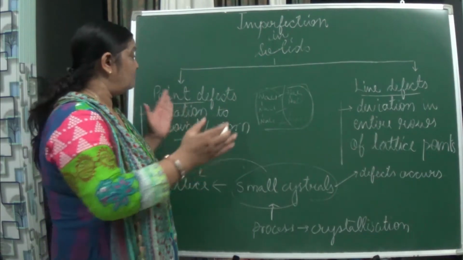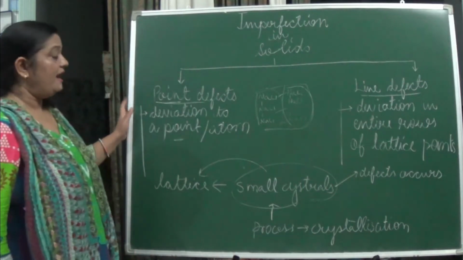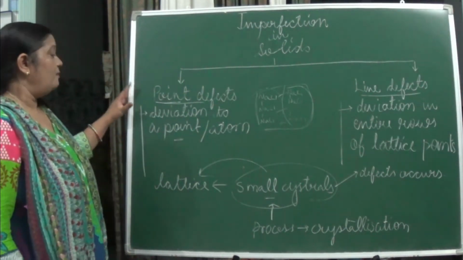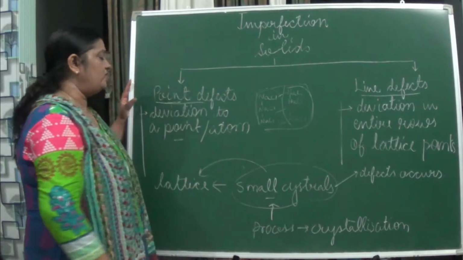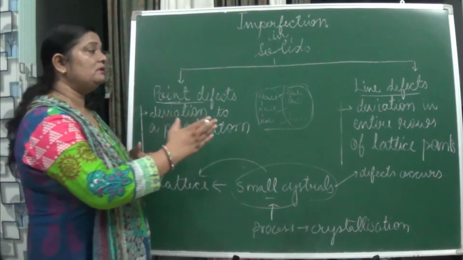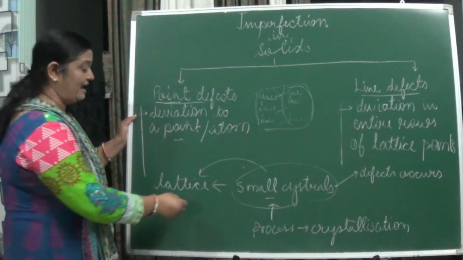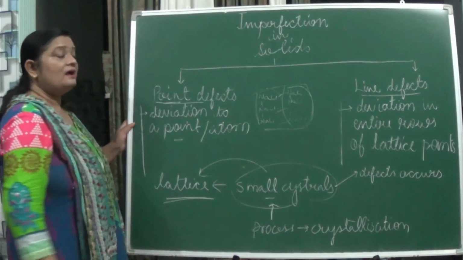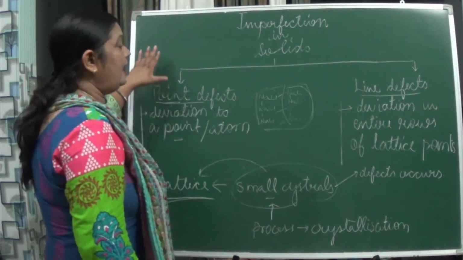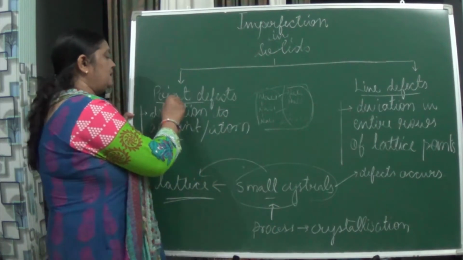So when we specify these, point defects mainly arise in the small crystals, because they deal only with the deviation at a point or an atom. But when we go to line defects, it will be the defect in the entire row of the lattice, so line defects will be seen in the whole big lattice structure. And as a result, here in class 12 you have to study basically the point defects.